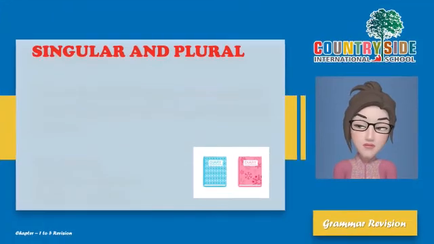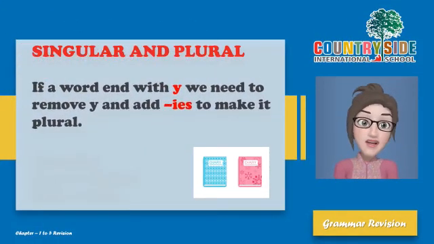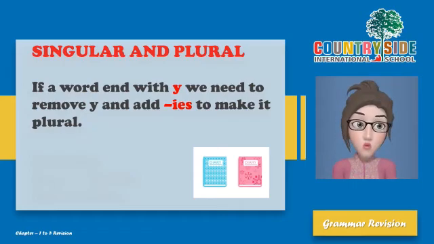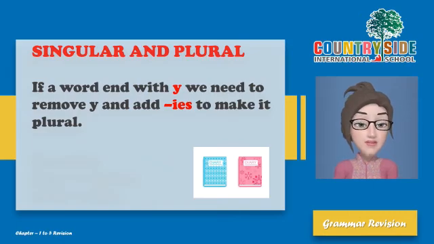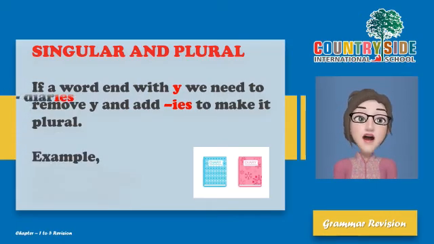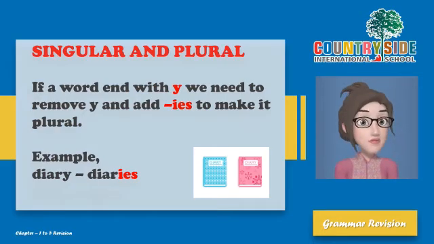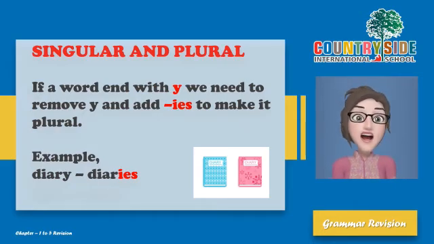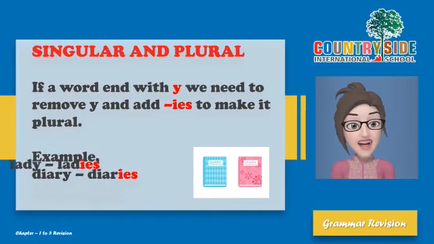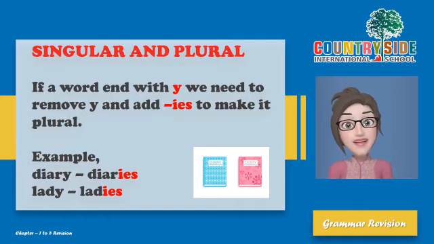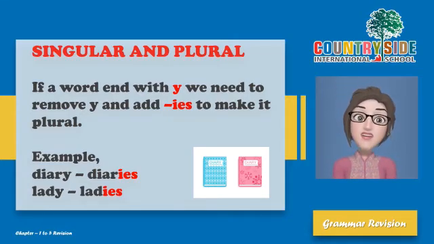If a word ends with y, then we have to remove y and add ies to make it plural. See the examples. Diary. There is a y at the end of the word. So we will remove y and add ies to make it plural. So it becomes diaries. The second example, lady. So remove y, ies, ladies.